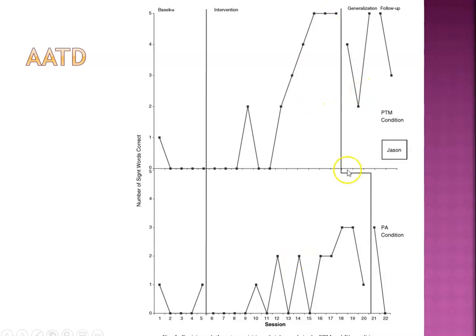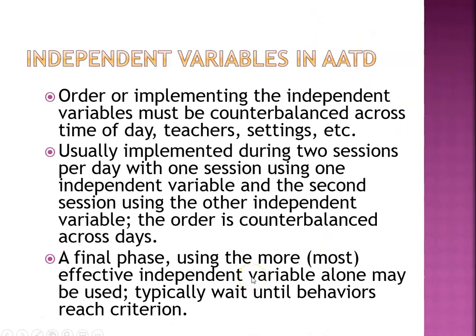And as you can see in the picture and text condition, the sight words were learned faster or at a higher level. So your independent variables in an alternating treatments design, essentially the order of implementing the independent variable, has to be counterbalanced across the time of day, teachers, and settings. So they're alternating across all of these different scenarios.